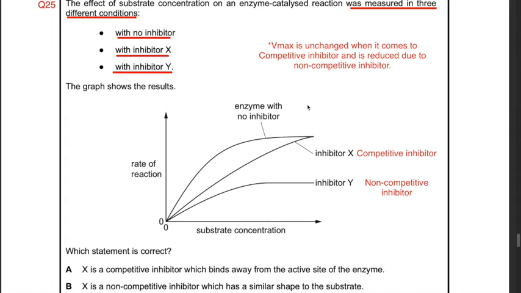Non-competitive inhibitors cause a change in the Vmax or the highest rate of reaction. And how do they cause the change? By lowering the Vmax or the rate of reaction. Hence, inhibitor Y represents non-competitive inhibitor.